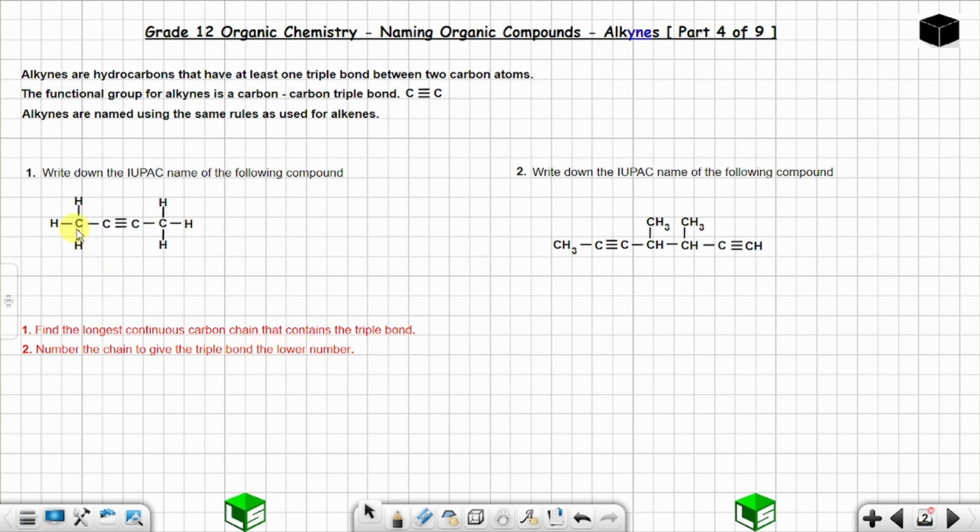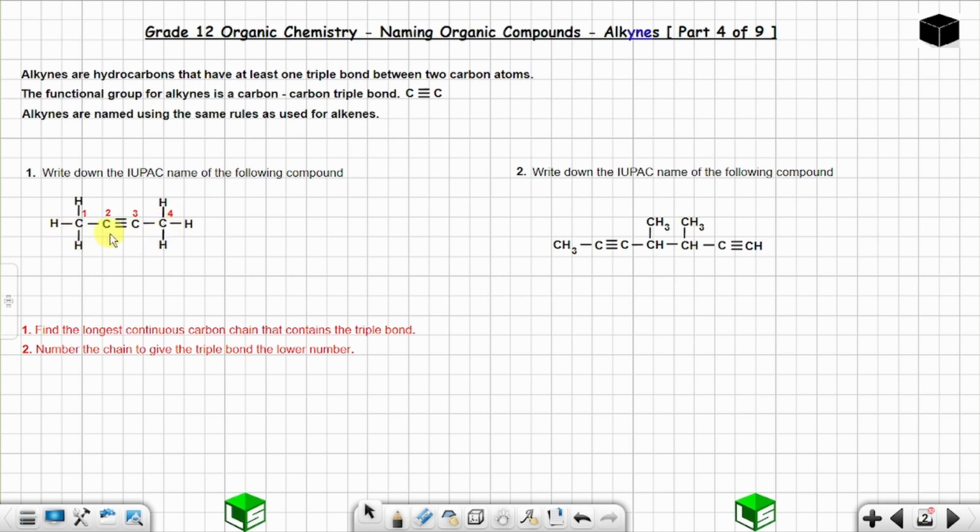If you start from left to the right, 1, 2, 3, 4, you can see the triple bond is going to be on carbon number 2. If you start from right to the left, the triple bond is going to be on carbon number 2 again. So it doesn't matter. Either way, you're going to have the triple bond on carbon number 2. You are done with the numbering.